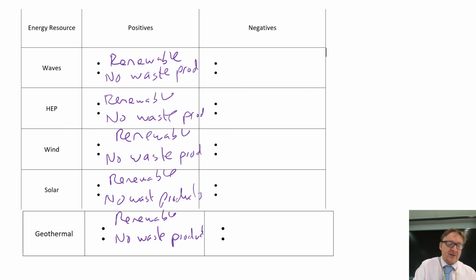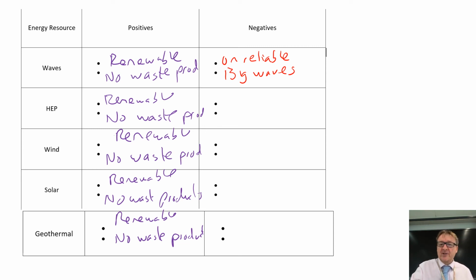Now the negatives are the ones to think about a little bit more. Waves are unreliable. Even though you know when the sea's coming in and going out, you don't know how big the waves are going to be. Big waves could also cause damage.